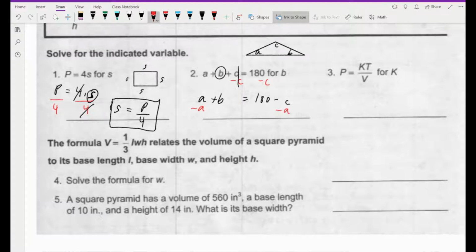We cannot combine different variables. We can only combine like terms. So for this problem, they're all different terms. We have 180, which is a constant, and we have a variable A, and we have a variable C. So we'll leave the answer just like this. B equals 180 minus A minus C.